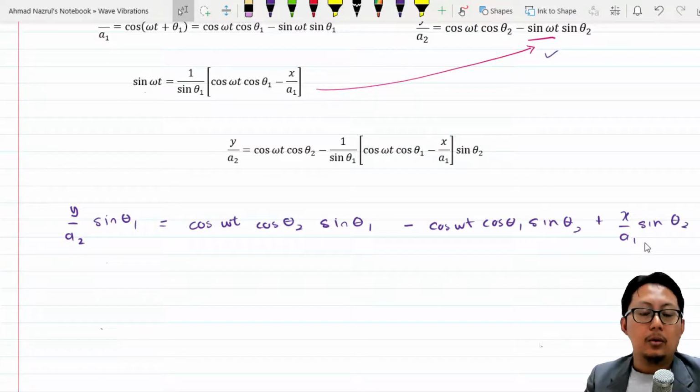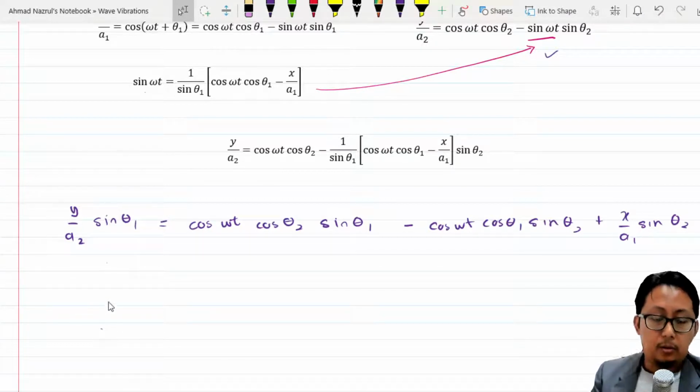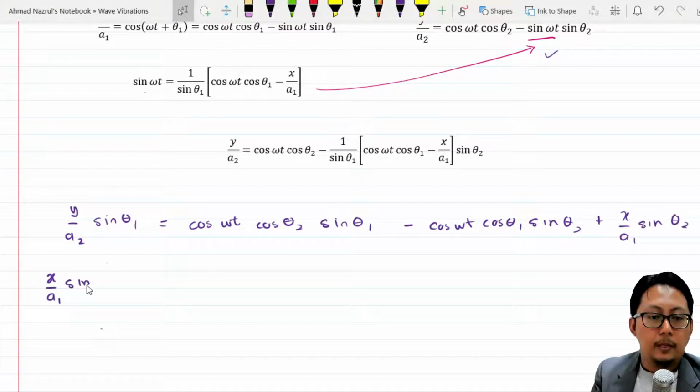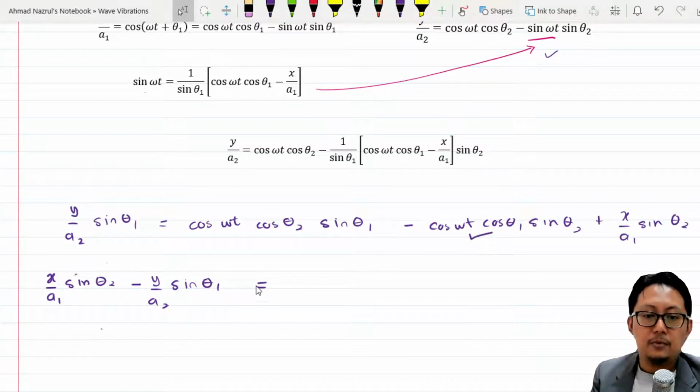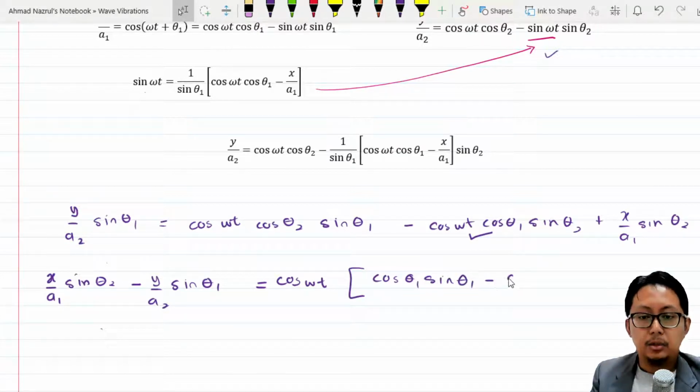Again, we collect everything on one side for x over a1 and y over a2. So we make the x over a1 positive, so this one will be negative. So x over a1 sine theta 2 minus y over a2 sine theta 1 equals, the positive and negative we change, this one will be positive, so we have cos omega t, both have cos omega t, so we have here cos theta 1 sine theta 2 minus cos theta 2 sine theta 1.